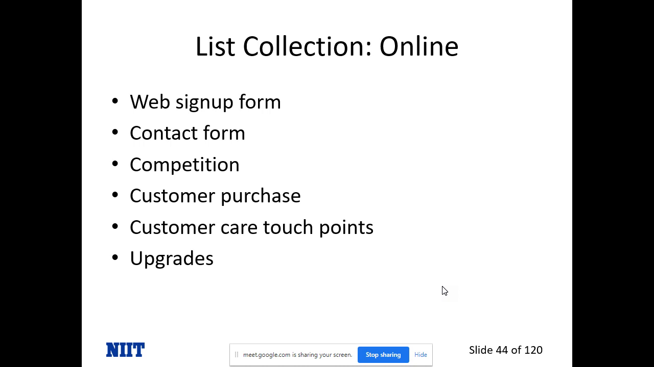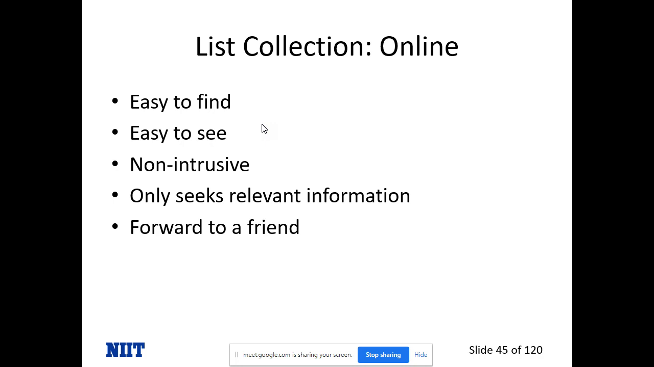List collection online. What else can we do with MailChimp? What list can we create with MailChimp? You can create a web sign up form. Many people say, now we have learned HTML, we know how to use HTML. Now what if we want to have an actual working sign up form? Go with MailChimp. What if I want to have a contact us form? Go with MailChimp. Competition form, customer purchase form, customer care touch form.